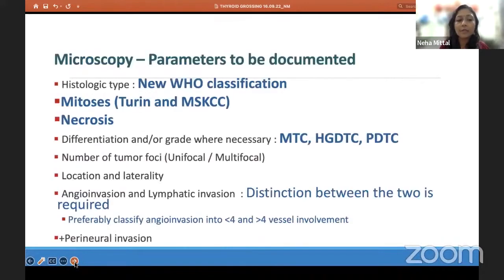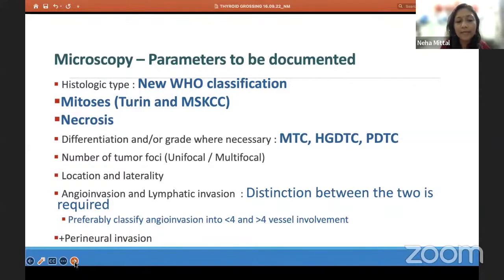This is just each of these in detail. Mitosis, Turin, and MSKCC. So depending on the case in hand, whether 3 or more mitoses are significant, or MSKCC criteria, whether more than 5 mitoses and or necrosis is important. Differentiation of grade where necessary, as has been told, medullary thyroid, high-grade differentiated thyroid carcinoma, poorly differentiated thyroid carcinoma, presence of differentiated component, and the grade depending on mitosis and necrosis has to be mentioned.